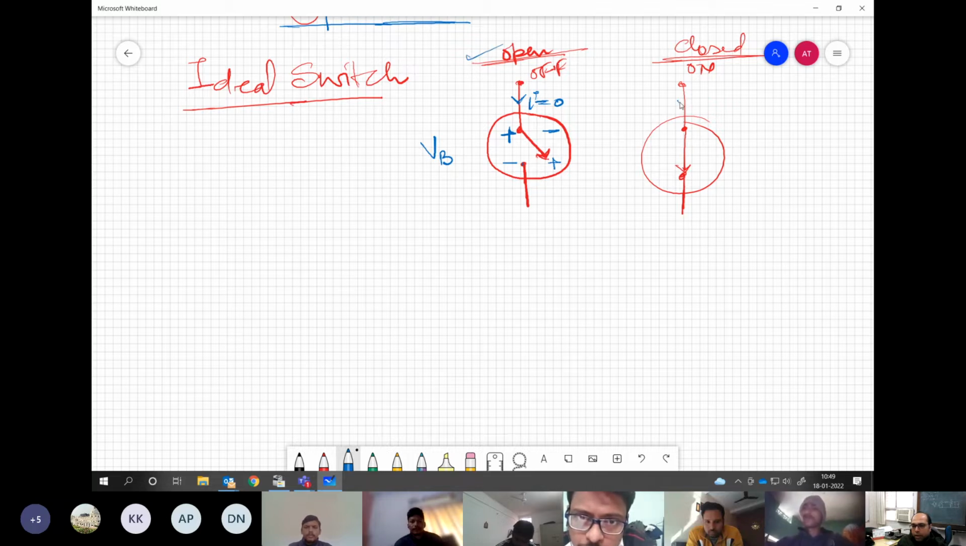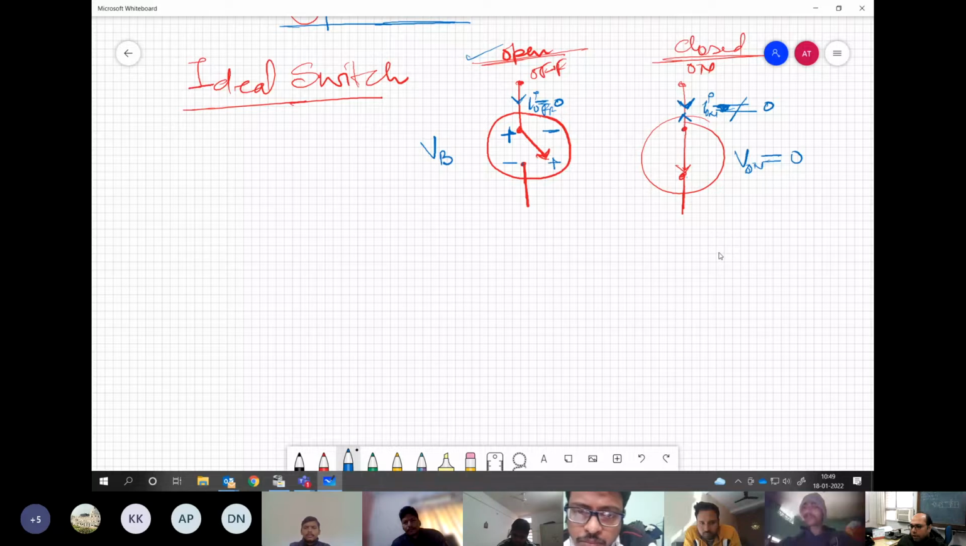In the on state, we have any amount of current flowing through the switch. Let me classify this as I off and I on. So I on is basically not zero. It could be anything and any direction. Whereas the voltage across the switch when it is on, you call it V on, is equal to zero. There is no voltage drop across this. Do you understand this?